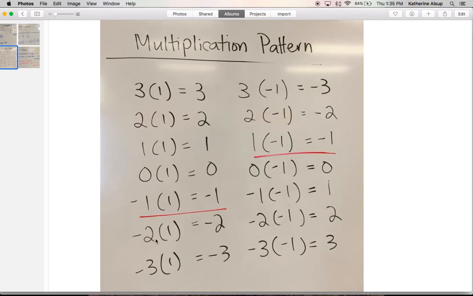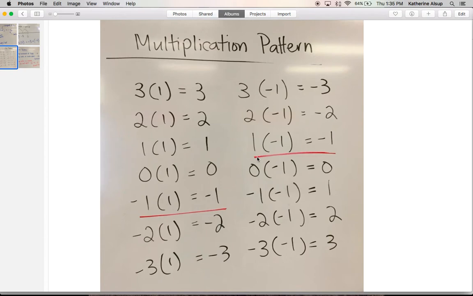The product of -2 and 1 is -2. The product of -3 and 1 is -3. So again, we're seeing a negative times a positive results in a negative product. We talked about in multiplication, the order does not matter. So -1 times 1 equals -1. If I started with a +1 and multiplied it by -1, it would still be the same product of -1.